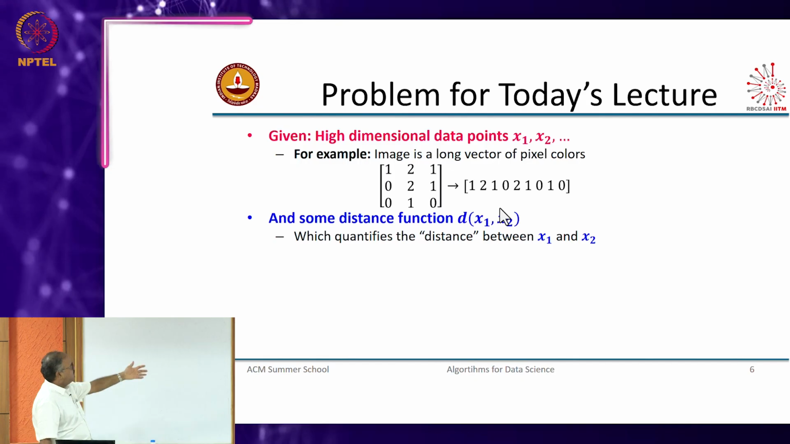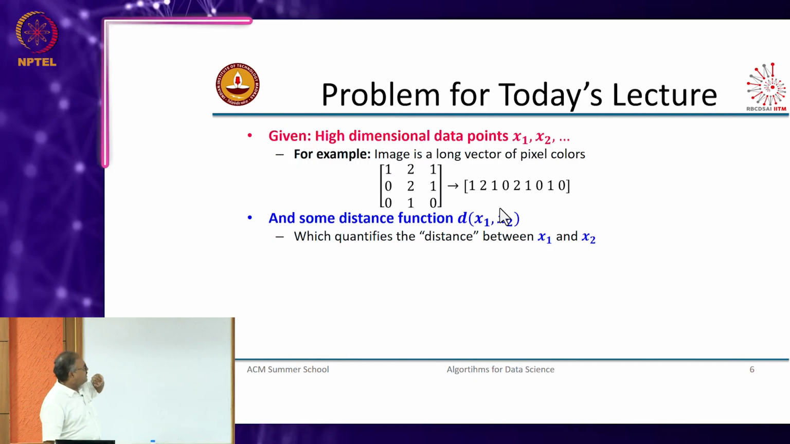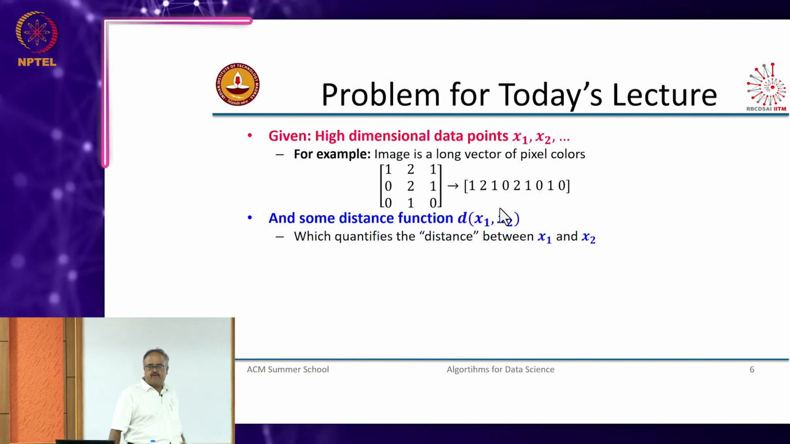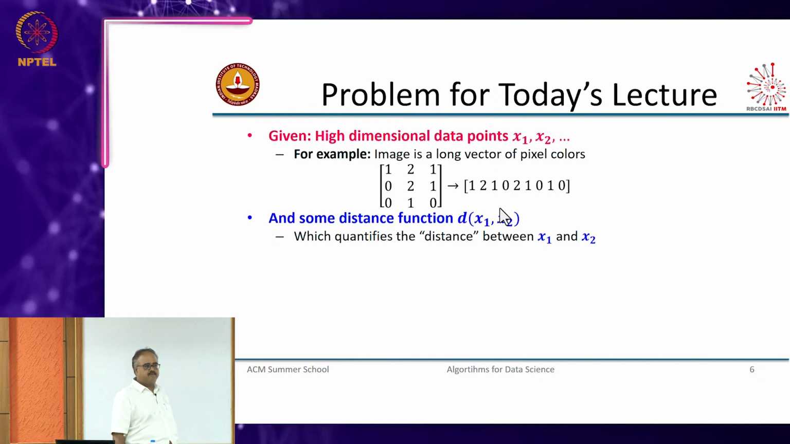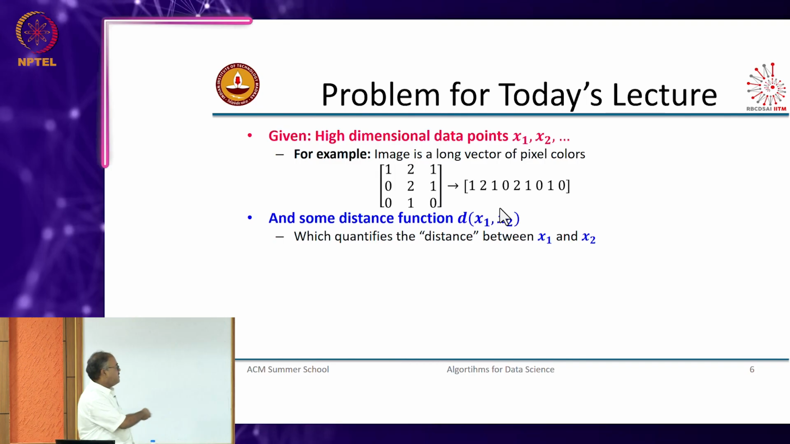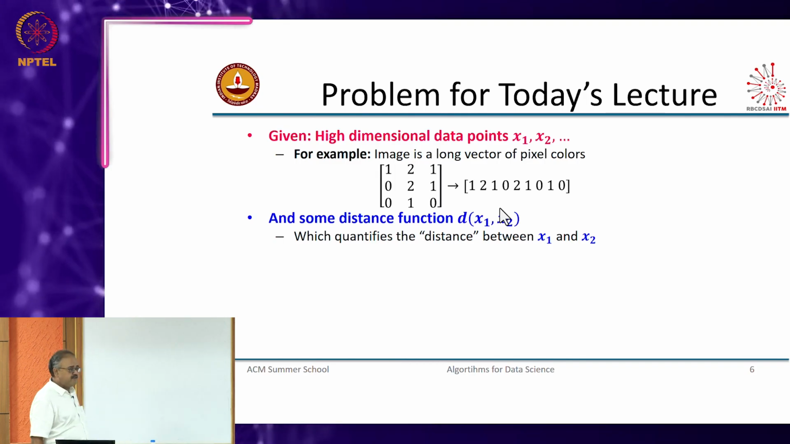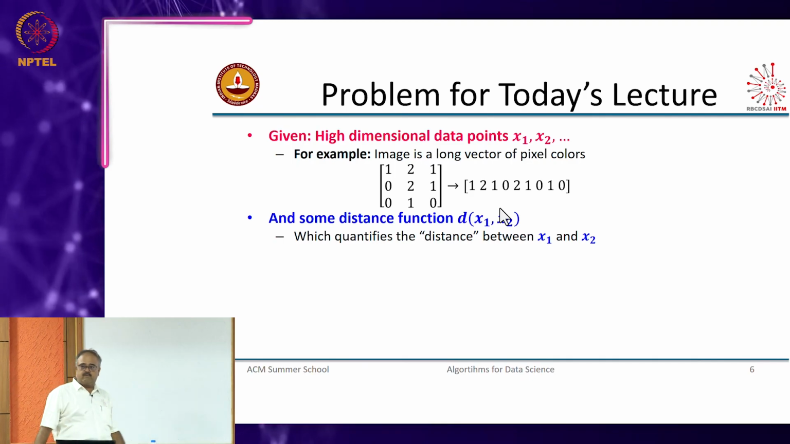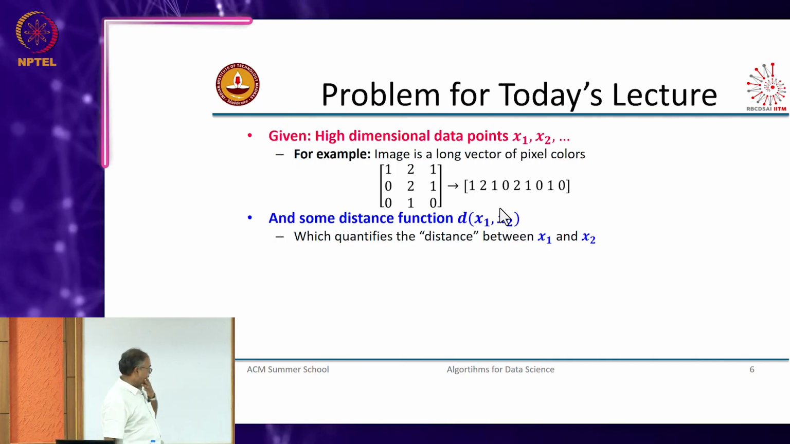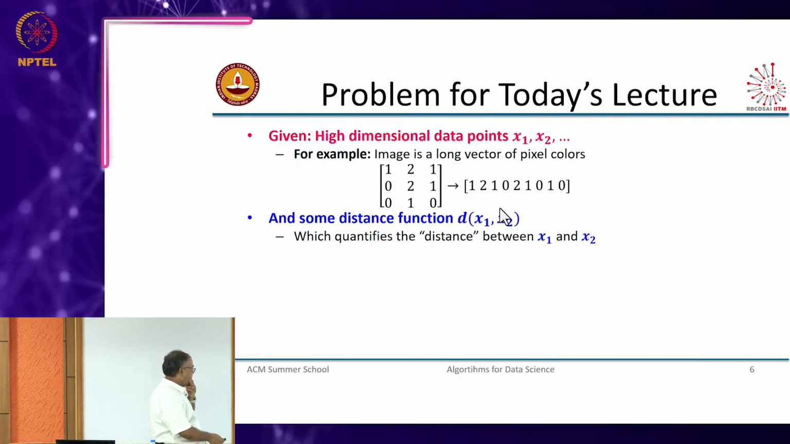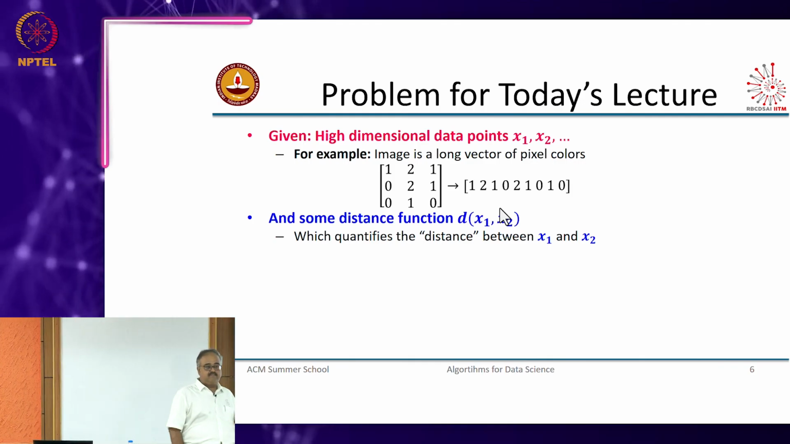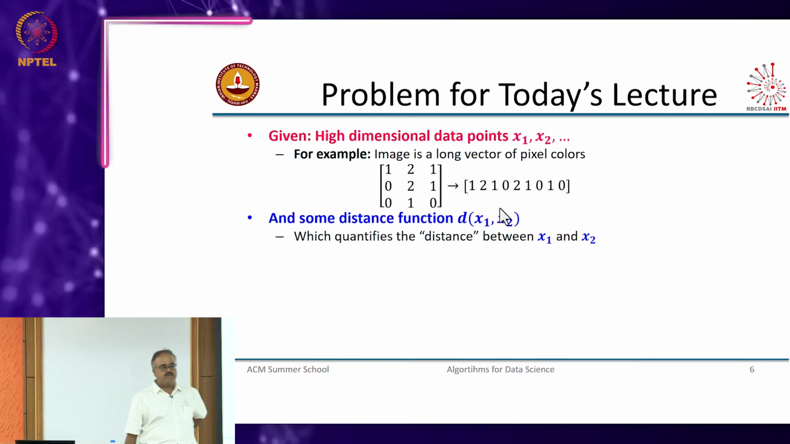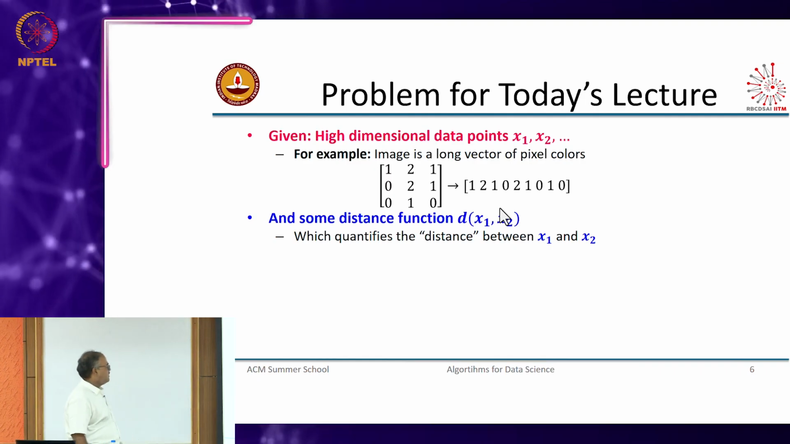So, the goal here, what we are going to talk about today, is: given a collection of these high dimensional data points, right? You can think of an image as just a long vector of pixels, or a document as a very, very long vector of words present or absent and so on. And some distance function that tells you how far away x1 is from x2, or how similar x1 and x2 are, if you want to take the inverse of that, right?